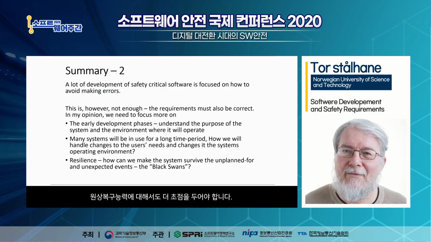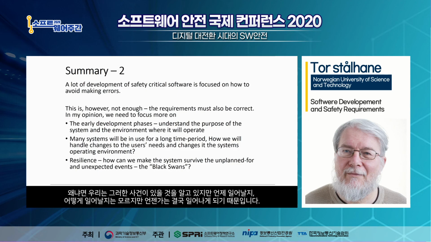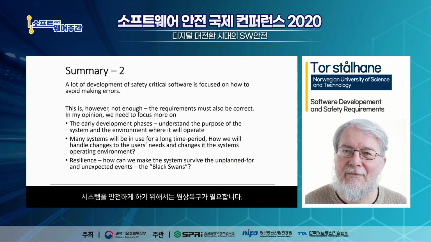And we need to talk about resilience. How can we make the system survive the unplanned for and unexpected events, what Nassim Taleb called the black swans? Because we know they will be there, we don't know when, we don't know how, but we know they will eventually show up. And we need that to make the system stay safe.